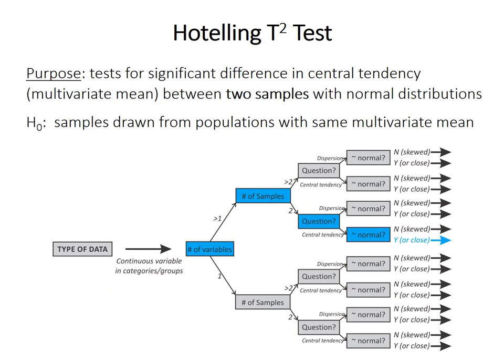It's designed to test for a significant difference in the multivariate mean between just two samples. And because it compares just two samples, it's the multivariate counterpart to the univariate t-test. The null hypothesis is that the two samples come from populations that have the same multivariate mean. The multivariate mean you can think of as a point in space defined by the means of all the individual variables. So it's not comparing each variable separately, it's comparing the point in space as defined by the mean of all the variables together.